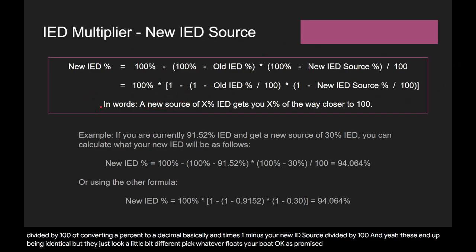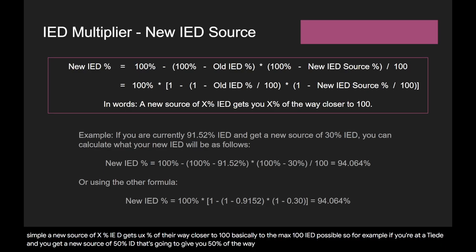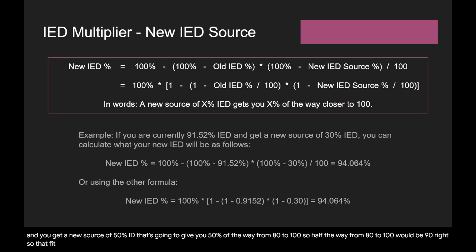Okay, as promised, in words, the idea behind IED is fairly simple. A new source of X% IED gets you X% of the way closer to 100, basically, to the max 100 IED possible. So, for example, if you're at 80 IED and you get a new source of 50% IED, that's going to give you 50% of the way from 80 to 100. So half the way from 80 to 100 would be 90, right? So that 50% IED is going to take you from 80% to 90%.